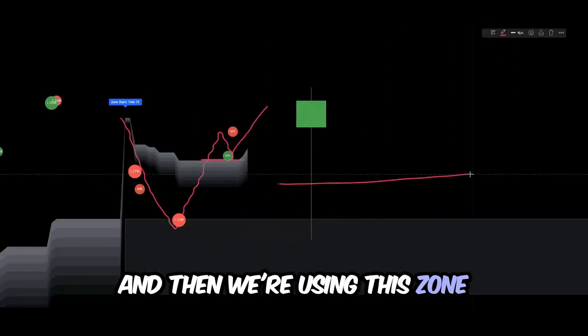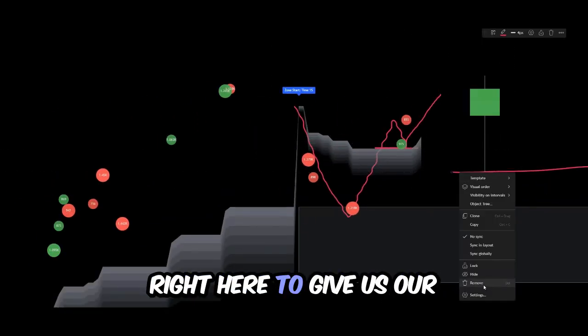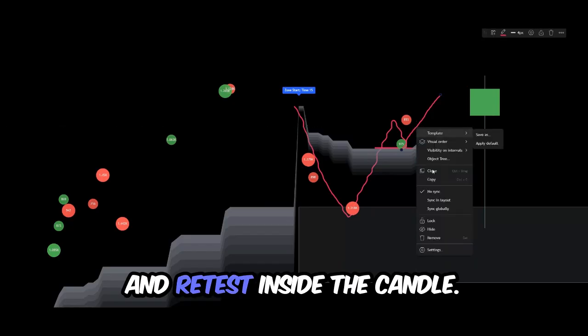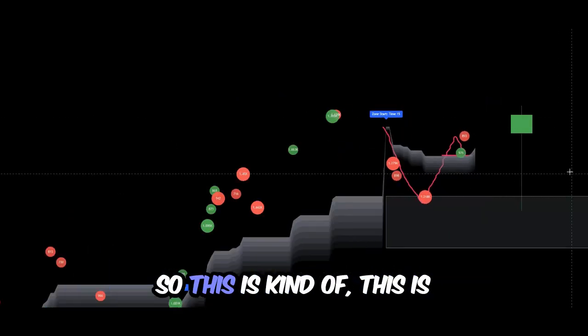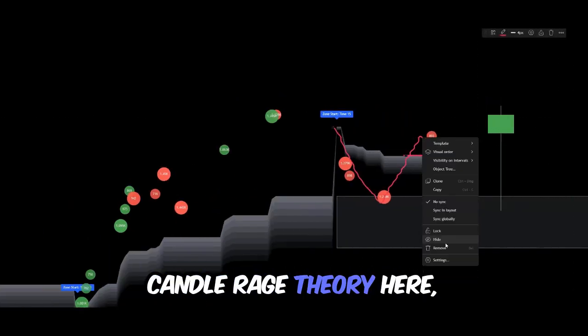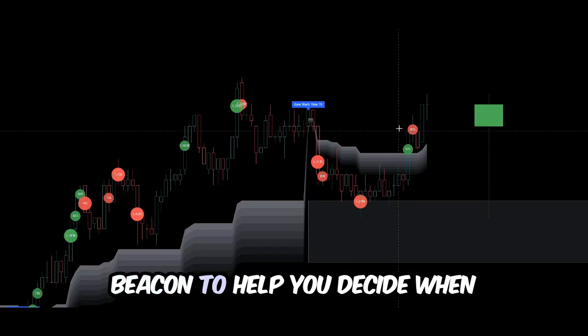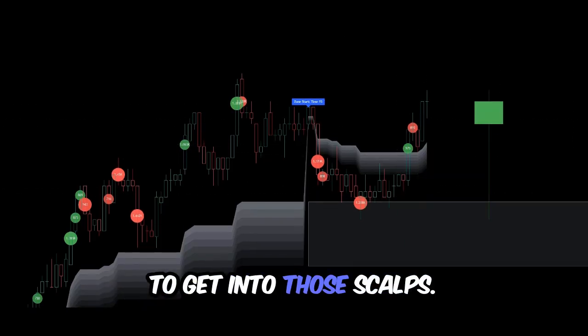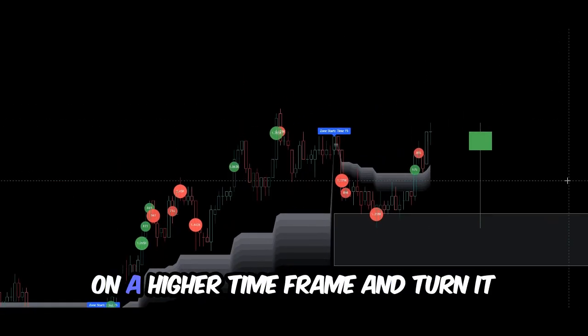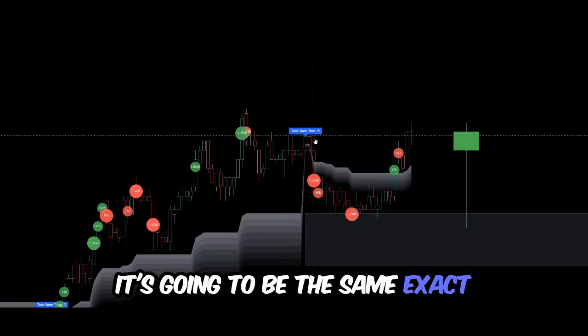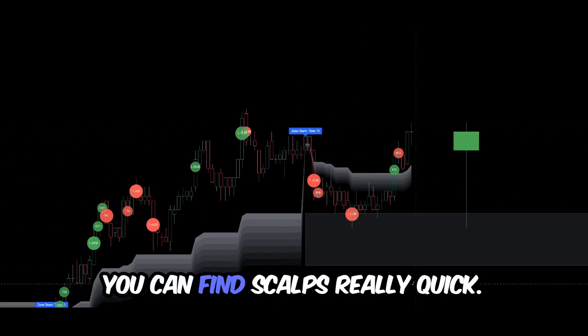And then we're using this zone right here to give us our crossovers and see our break and retest inside the candle. So this is candle range theory here, but it's using the first light beacon to help you decide when to get into those scalps. Now, you could do this on a higher time frame and turn it into a longer hold. It's going to be the same exact thing, but this is how you can find scalps really quick.